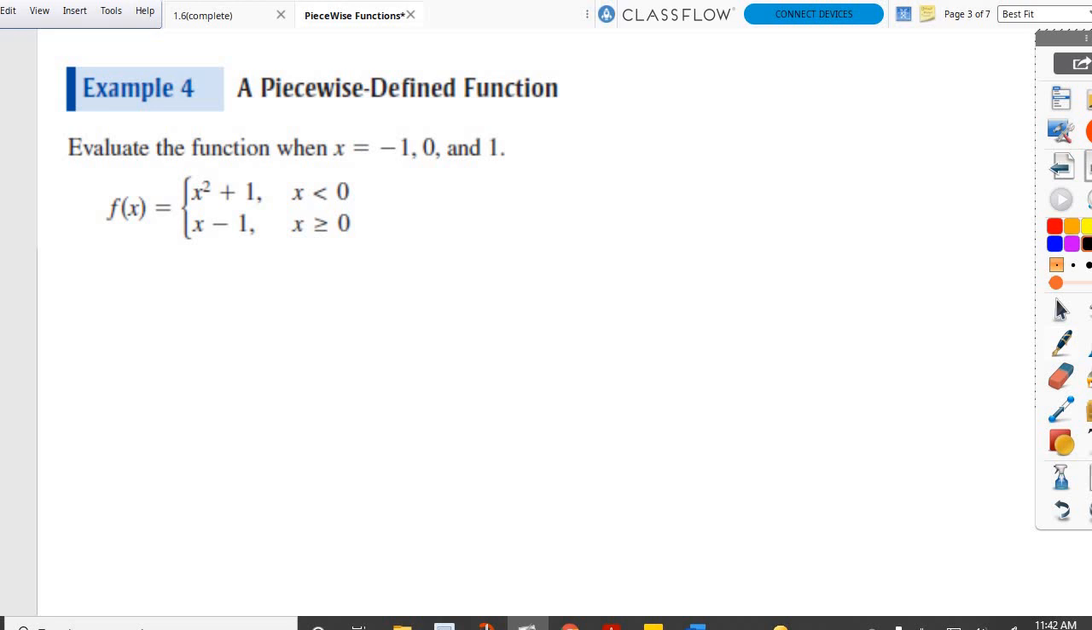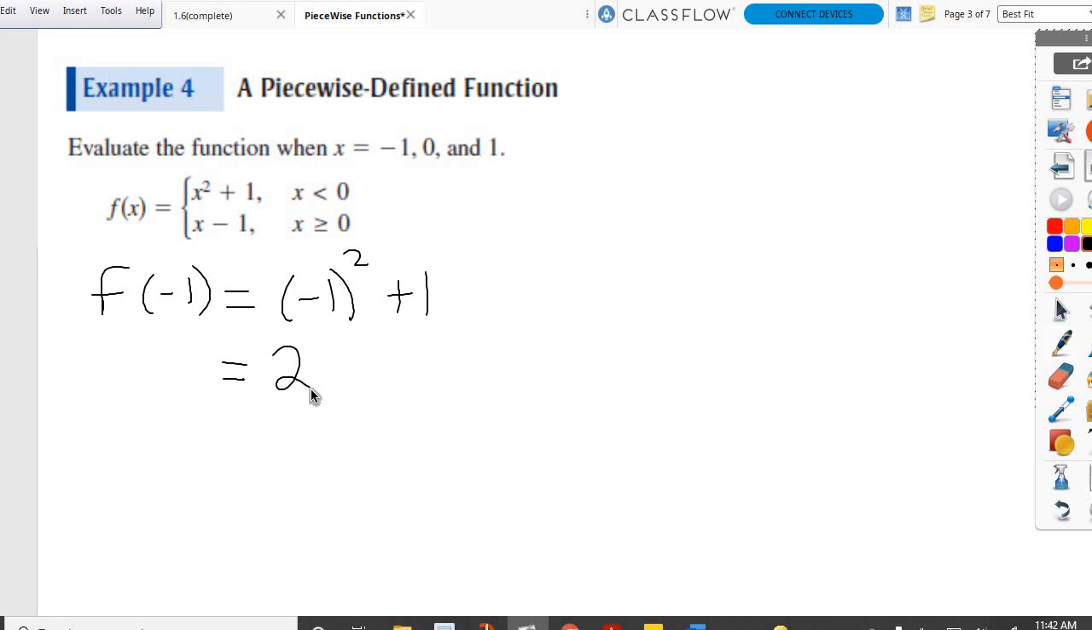So that means that we have to pick which piece we want to plug into. And that's where these intervals or restrictions come into play. So if I'm looking at f of -1, which of my restrictions or intervals does -1 belong in? The first one or the second one? The first one. Do we all agree that -1 is less than 0? So that means that I'm going to plug it into the first piece. So I would have -1 squared plus 1, which gives us 2. Are we all okay with that?